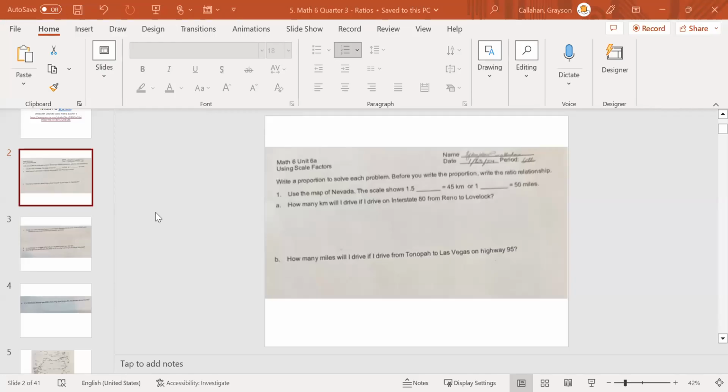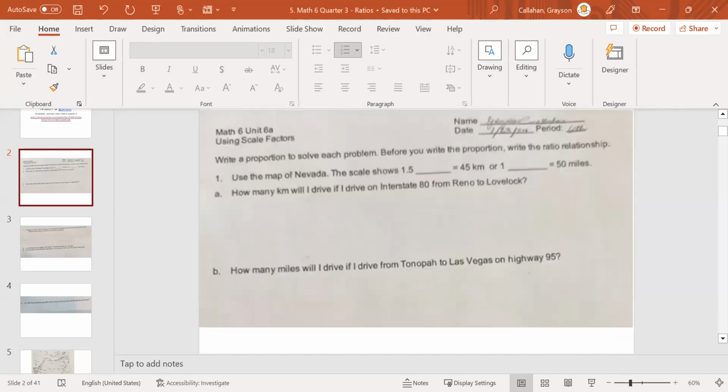Okay, so this is week 3, Tuesday for Math 6. And we're going to go ahead and go over this worksheet. So it says write a proportion to solve each problem. Before you write the proportion, write the ratio relationship.